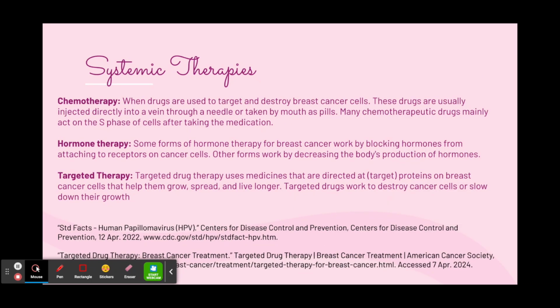Systemic therapies are chemotherapy, hormone therapy, and targeted therapy. Chemotherapy deals with drugs and pills, and they act on the S phase of the cell cycle after taking the chemotherapy medication. And hormone therapy works by decreasing or blocking certain hormones that help the cancer cells. And targeted therapy uses medicines that are directed at target proteins on breast cancer cells that help them grow, spread, and live longer. They work to destroy cancer cells or slow down their growth.